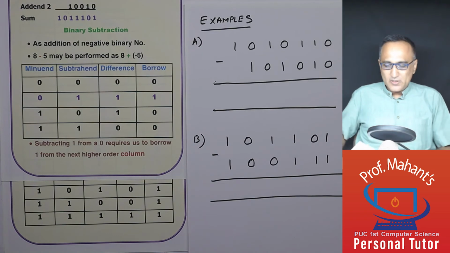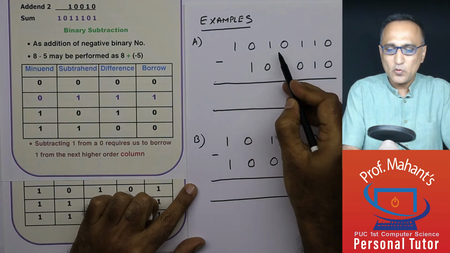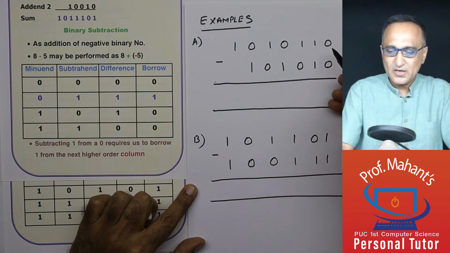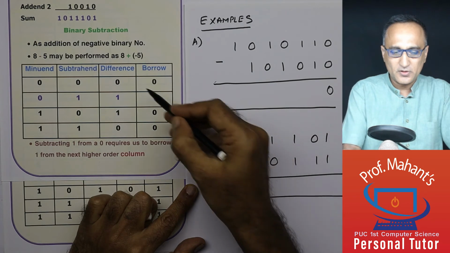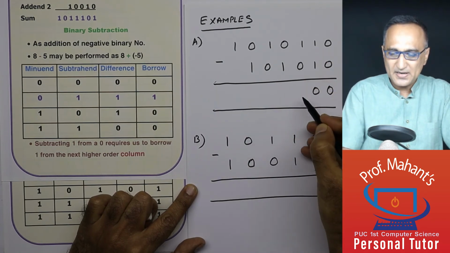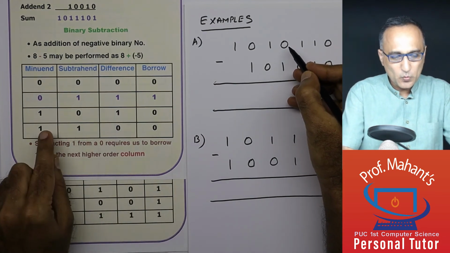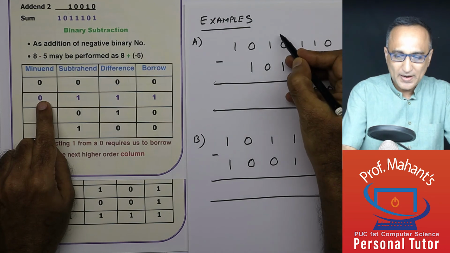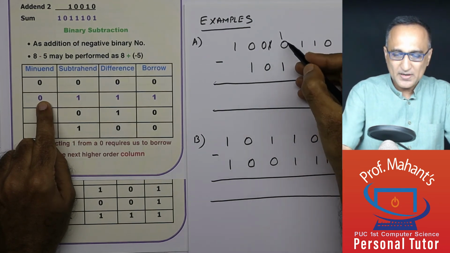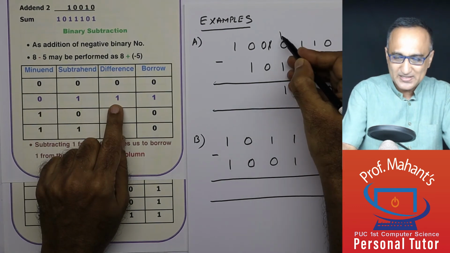So let's try to do the subtraction. I have the first number as 1010110 and the second as 101010. 0 minus 0, 0. The rule is here. 1 minus 1, 0, no problem. 1 minus 0, 1. Now 0 and 1, I need to come to this column. So I'll have a borrow of 1 here. This guy becomes 0. So 10 minus 1 is going to give me a difference of 1, as well as there is a borrow of 1.